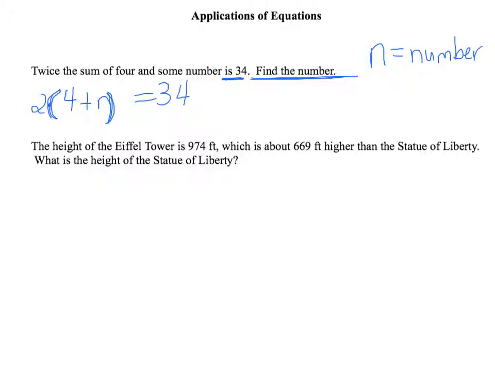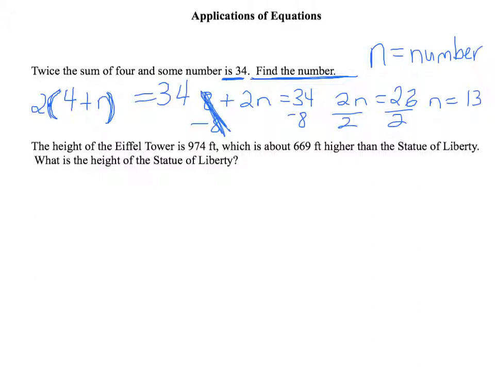Now I can solve that. So basically I'm going to multiply 2 by everything in the parentheses. So I'm going to have 8 plus 2n equals 34. I'm going to subtract 8 from both sides. So I'll get 2n on this side because 8 minus 8 goes away. So I'll have 2n is equal to 34 minus 8, which is 26. And if I divide by 2, I'm going to get n is equal to 13.